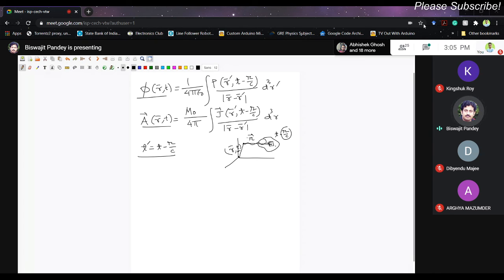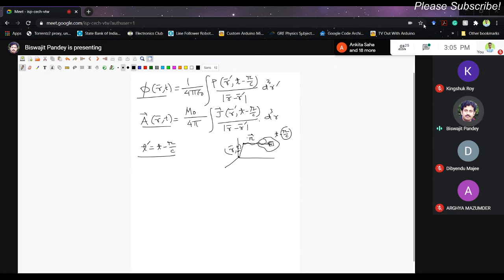Any source that you choose must be lying at some distance from the field point, right? They cannot coincide with each other, and because of that you will always have a non-zero time difference between the present time and the time which is contributing to the potential.